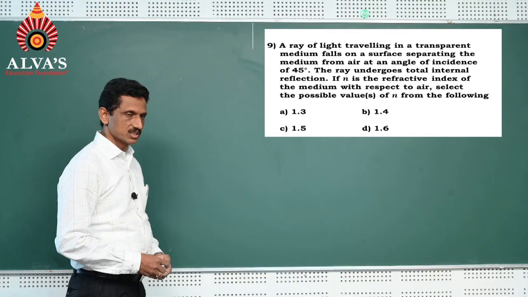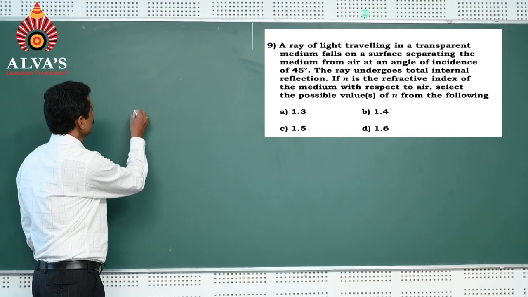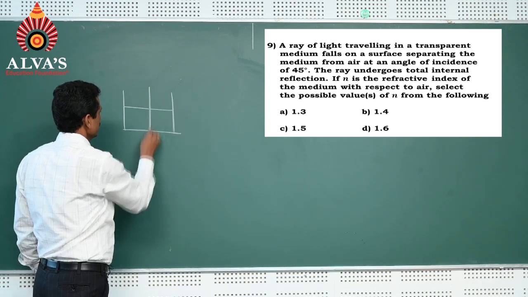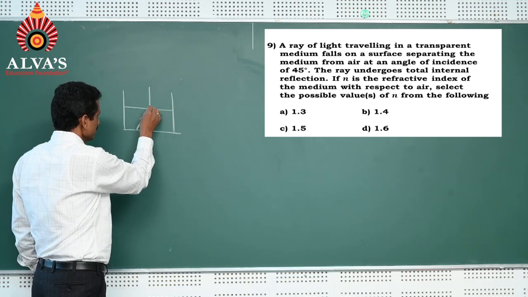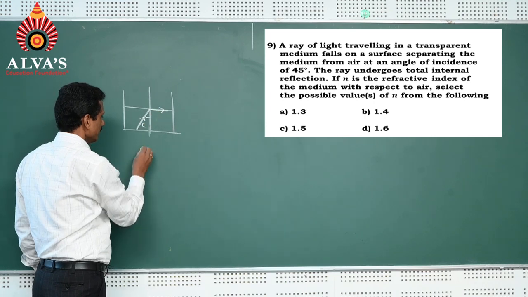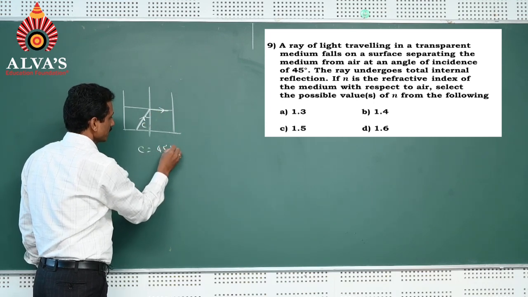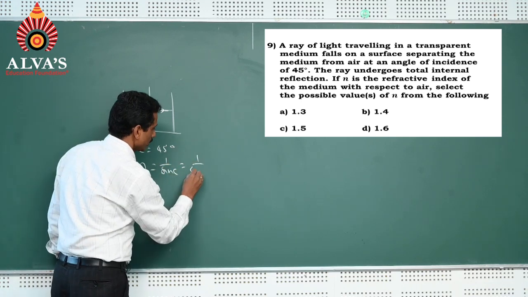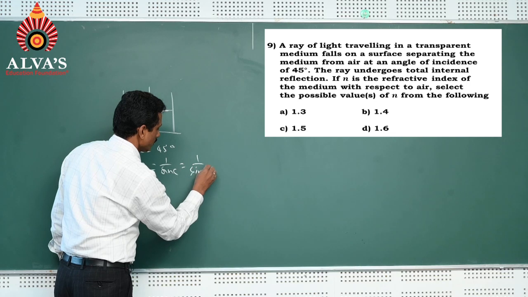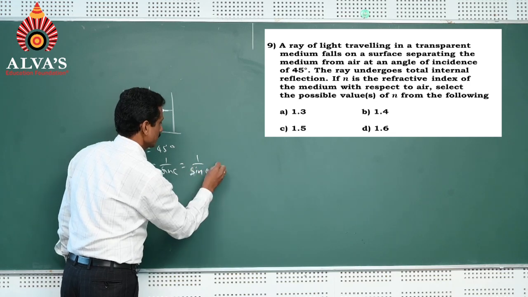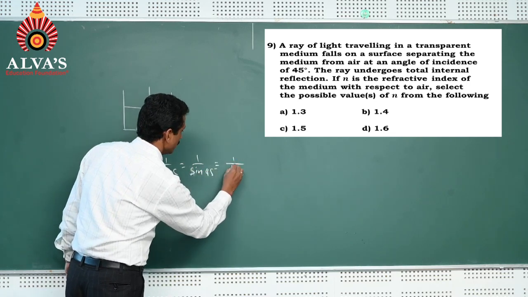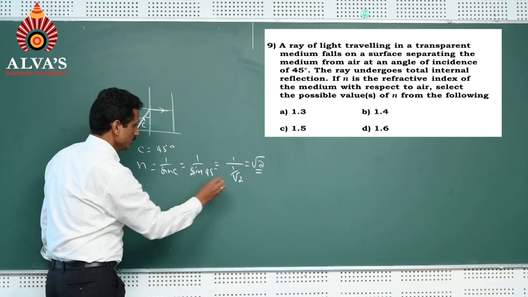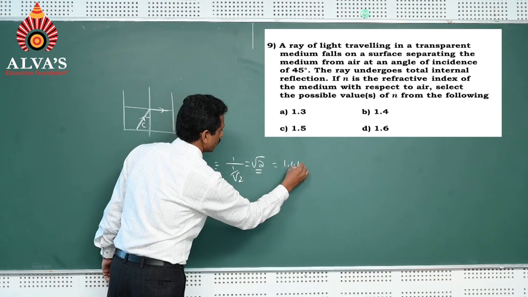See this, the ray travels from denser to the rarer medium. Let us take it like this. The critical condition is this. If the critical angle is 45 degrees, then n is equal to 1 by sin c, 1 by sin 45, which is equal to 1 by 1 by root 2, nothing but root 2. Root 2 is nothing but 1.414.